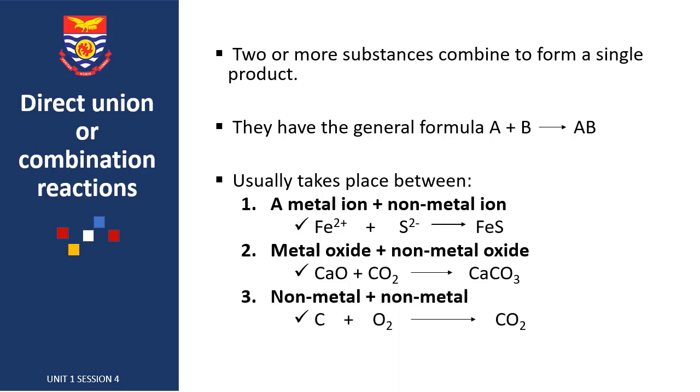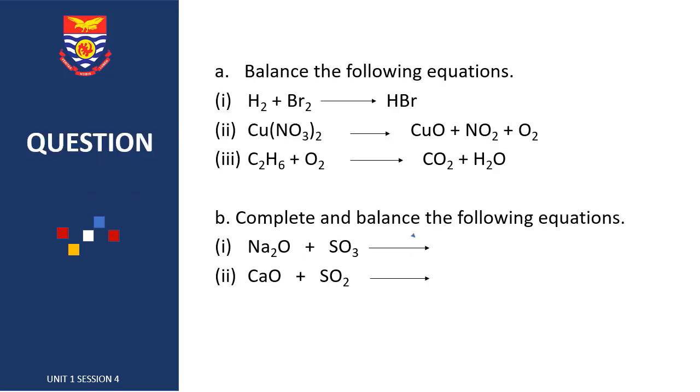Another is between non-metal and non-metal. Two non-metals can come together and we expect only a single product. For example, carbon and oxygen coming together to give us carbon dioxide or carbon(IV) oxide. That is also a combination reaction, and we can even get it from the name, combination reaction.